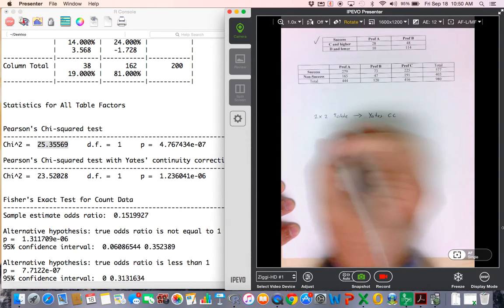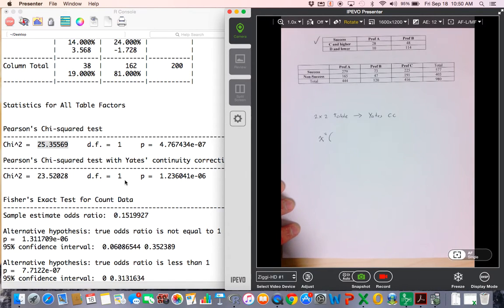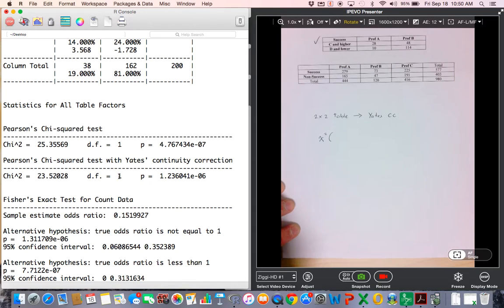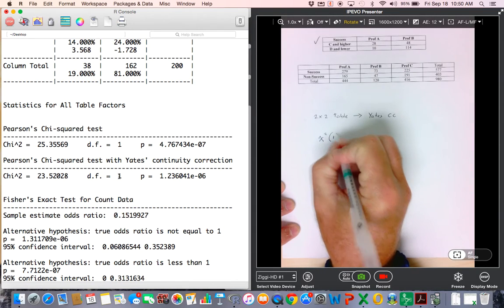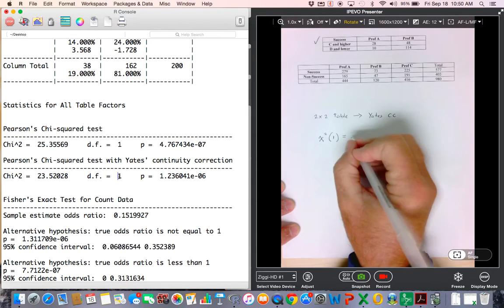So if I'm going to report this, I would say that our chi-square with degrees of freedom 1 is 23.52.